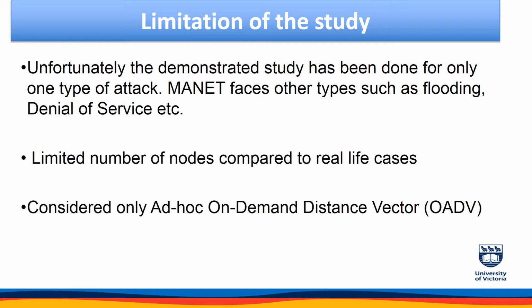However, there are other limitations for this study. It is shown only for one type of attack, which is the wormhole, and it is known that MANET faces other types of attack. It used a limited number of nodes compared to real-life cases. And also it considered only one type of protocol, which is ad hoc on-demand distance vector, whereas MANET uses other protocols such as the cluster-based routing protocol and so on.